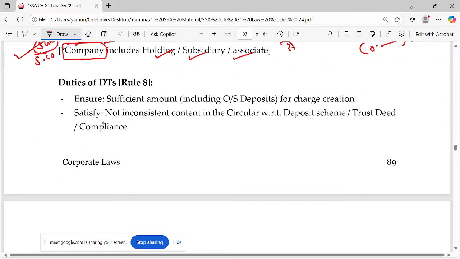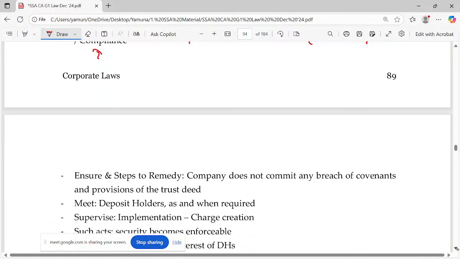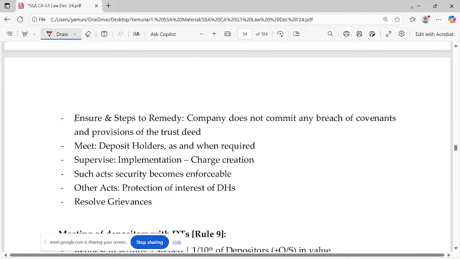Yes, what is the role of the trustees here? They have to ensure that sufficient amount is there for charge creation. In a charge creation, minimum 100% should be there. Okay. And they should themselves get satisfied that they are not inconsistent with the content in the circulars. What is the deposit scheme mentioned? The trust deed, compliance proper. If it is not proper, they should clearly identify and mention it to the deposit holders.